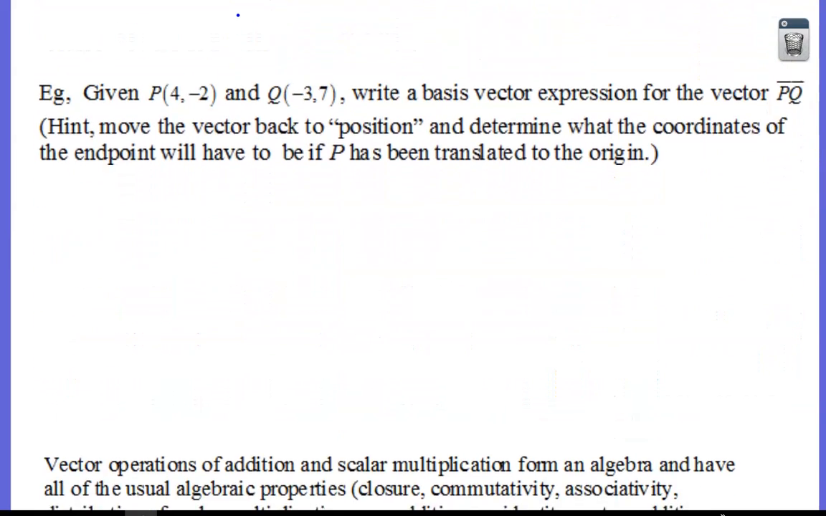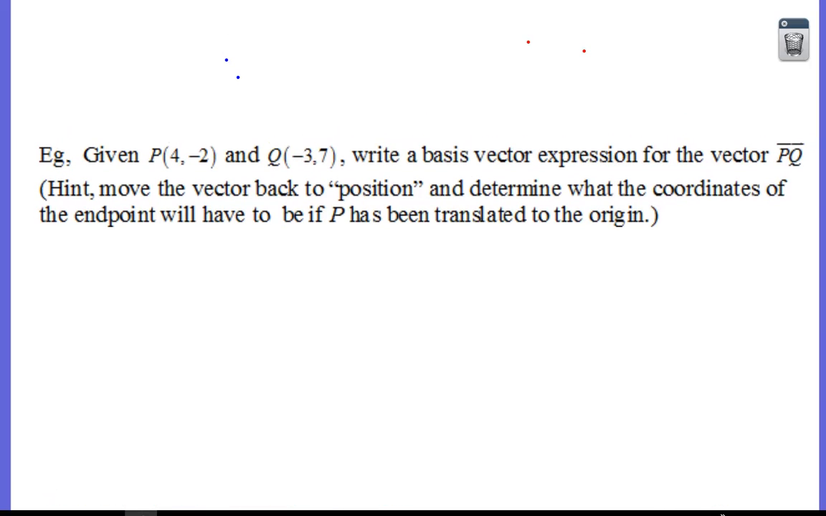Okay, so let's try some. So if I give you the points P and Q, and I want you to write the basis vector form for vector PQ. I know it's hard to see that harpoon, but it is going from P to Q. So make sure we're trying to find the change to go from P to Q. Okay. Well, I'm going -7 in the x direction, and -2 to get to 7 would be a change of 9 in the y direction.